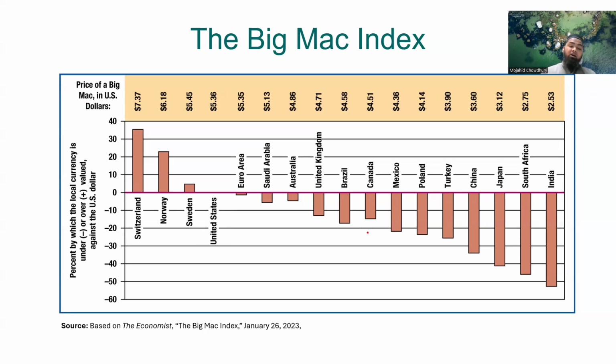under or overvalued. So for example, looking at the Big Mac index for the most recent year, we can see the countries in Europe have an overvalued currency, like Sweden, Norway, Switzerland, and Western European countries.